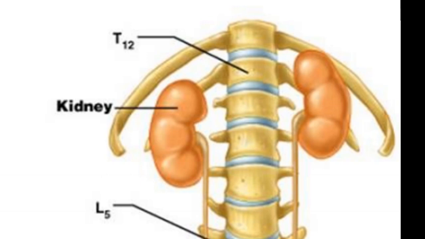Width is 6 centimeters, thickness 3 centimeters, weight in males 150 grams, in females 135 grams. Another important note about the kidney: in the fetus, the kidney is lobulated and is made up of about 12 lobules. After birth, the lobules fuse so that in adults the kidney is uniformly smooth. It is not lobulated like other mammals. In a human, after birth, the kidney is not lobulated.